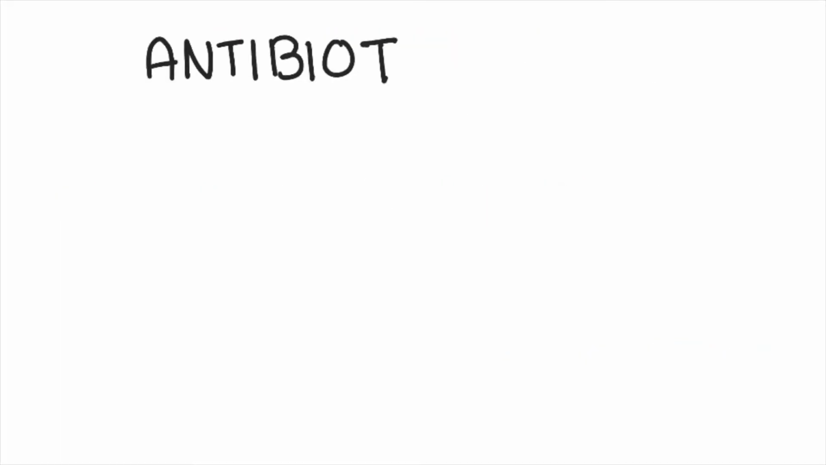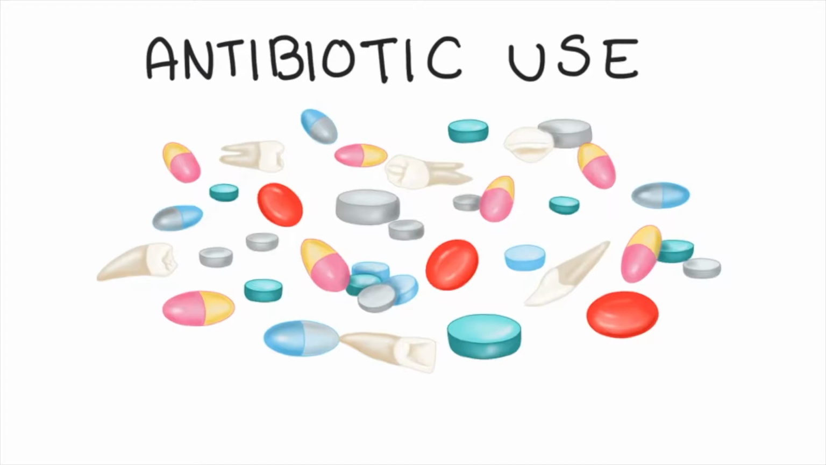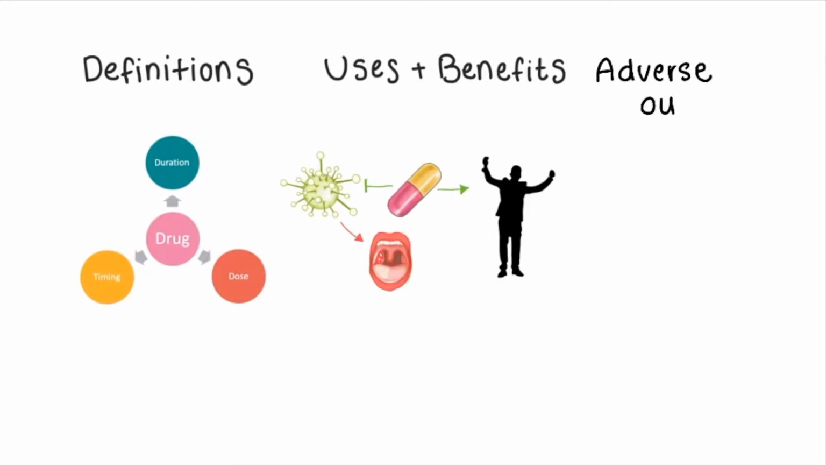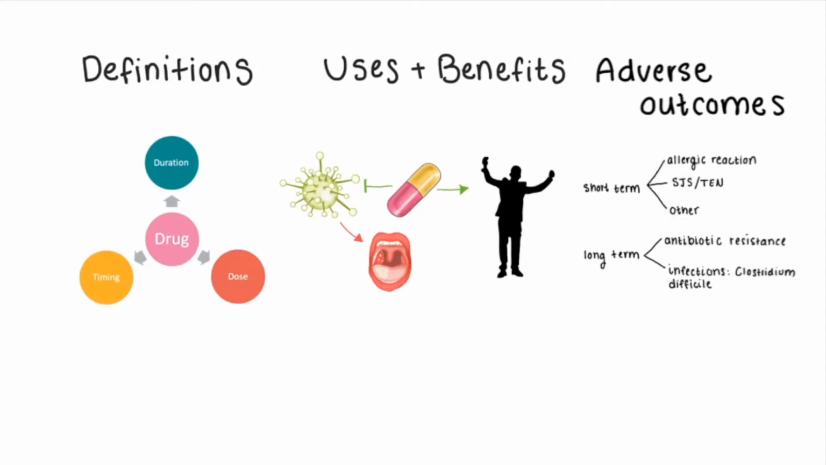Today we are going to discuss antibiotic use, as well as its associated risks and benefits. Let's get started. We'll start video 1 in our two-part video series with some definitions. Next, we'll discuss the uses and benefits of antibiotics, as well as some of the risks associated with antibiotic usage. Specifically, we will outline some of the short and long-term adverse side effects and outcomes of antibiotic usage.